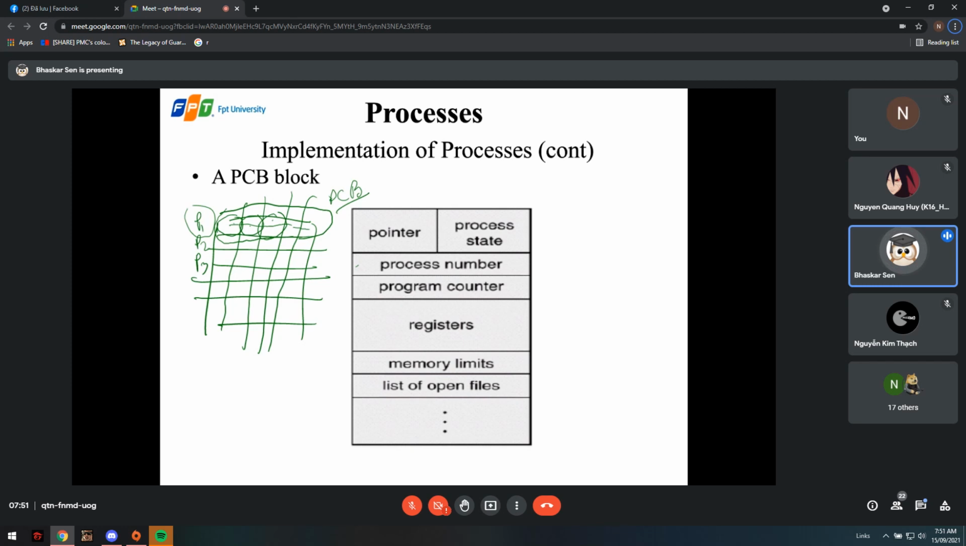So the PCB that we are looking at is associated with any process that is currently running. Clear?